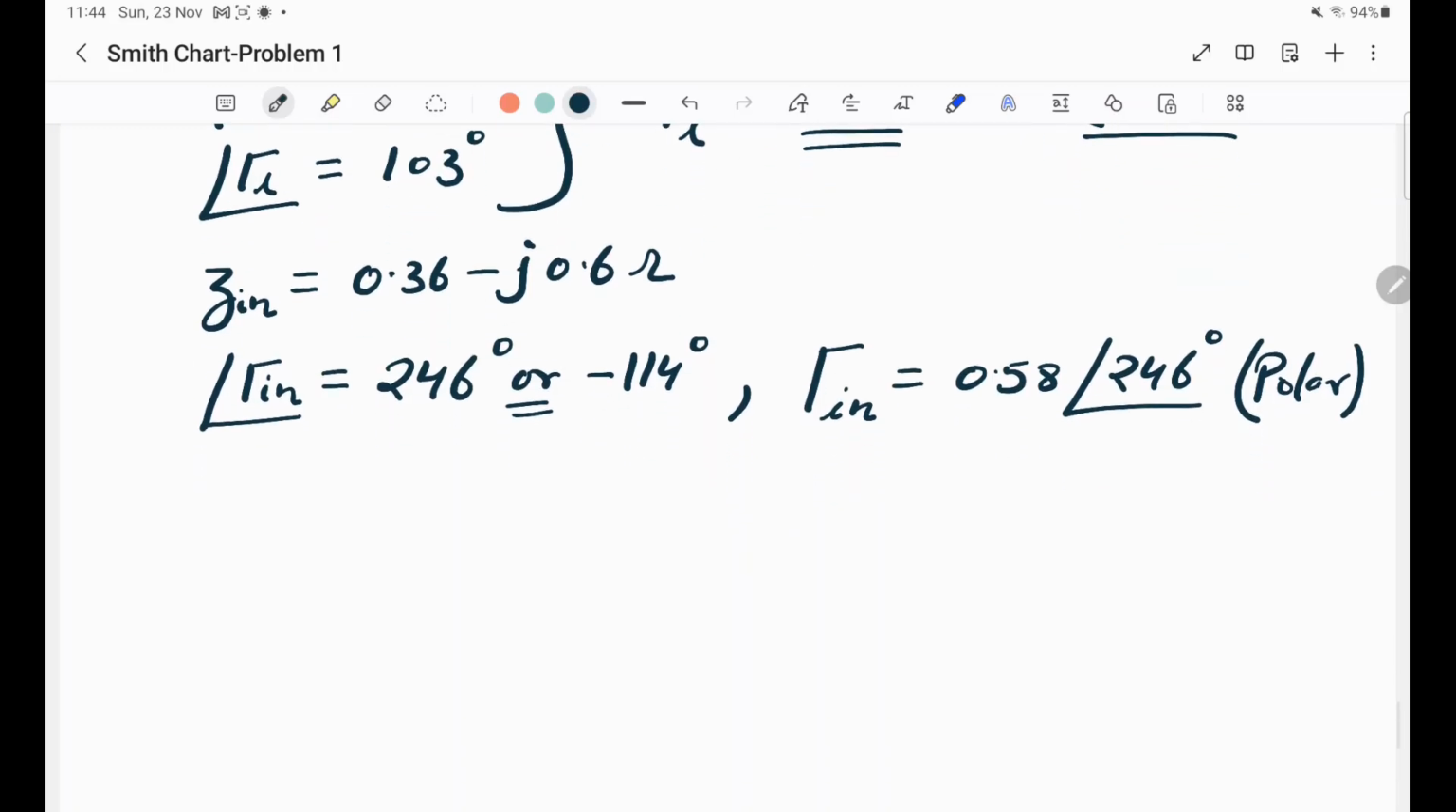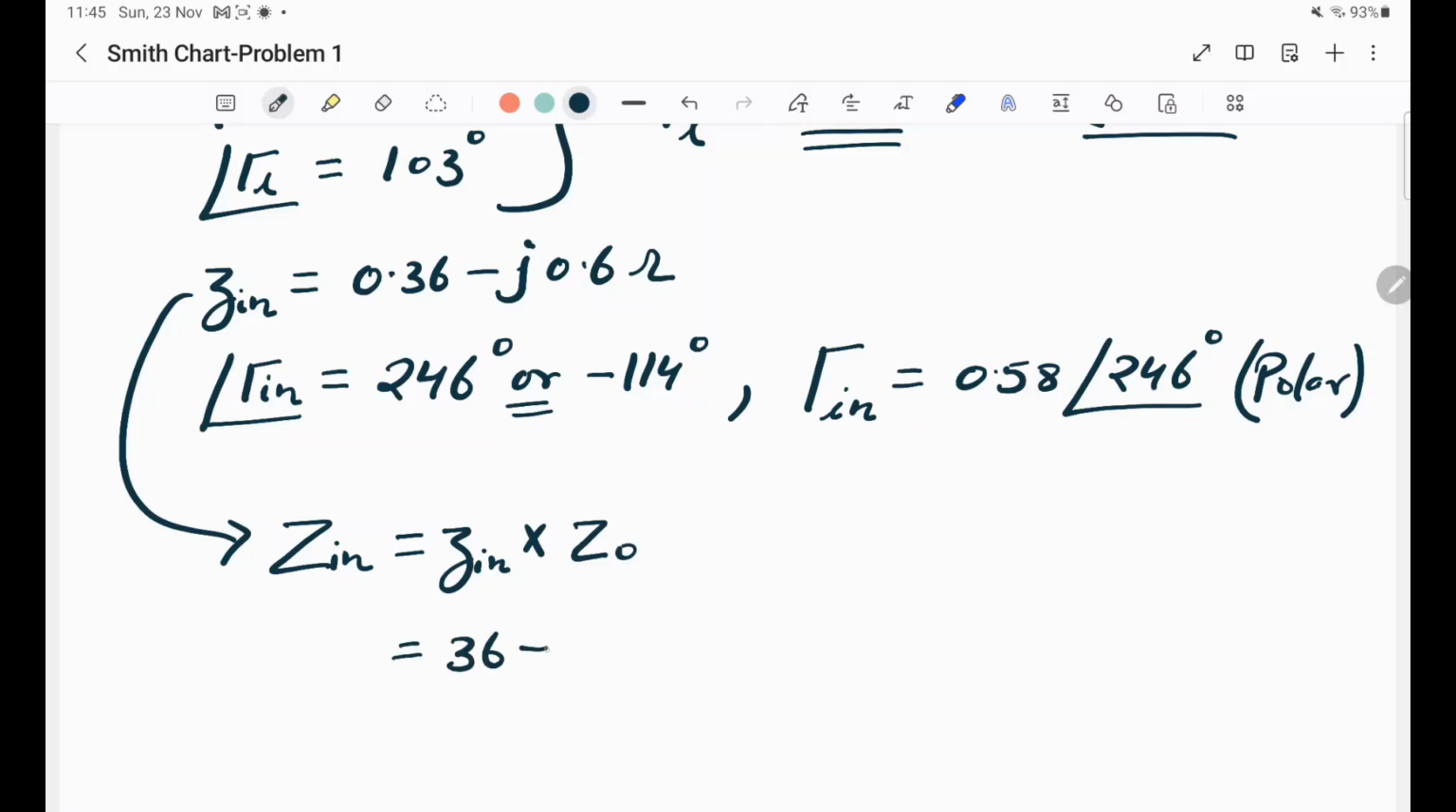Okay, now this input impedance is a normalized input impedance, so you can denormalize it by multiplying it with the characteristic impedance of the transmission line. So Zin is nothing but zin multiplied with Z0, which is 36 minus J 60 ohm.